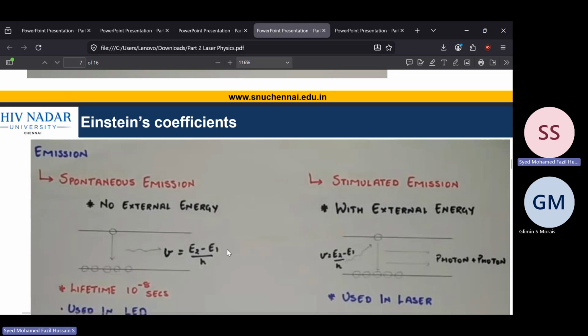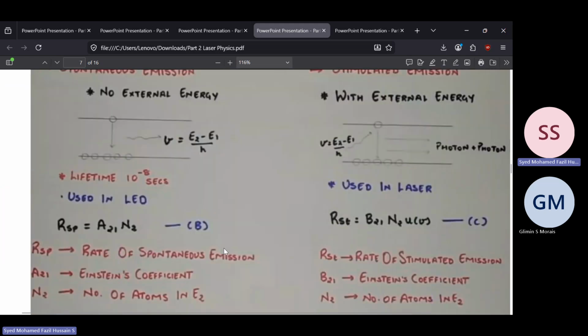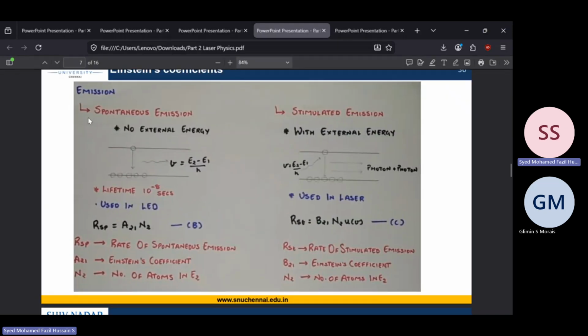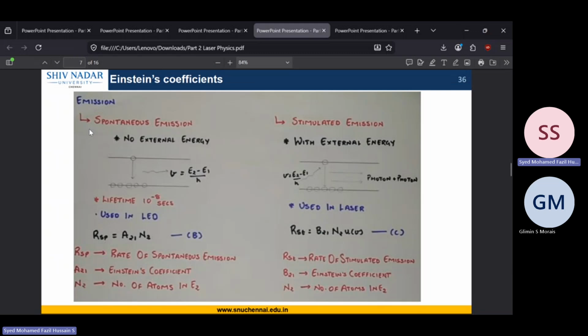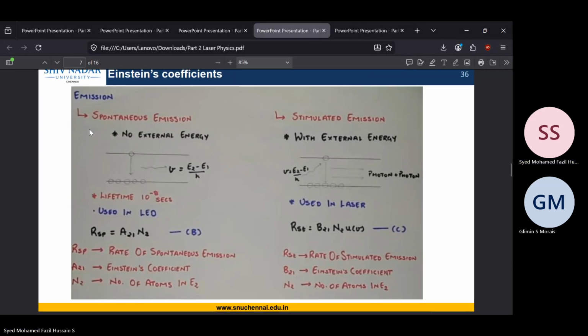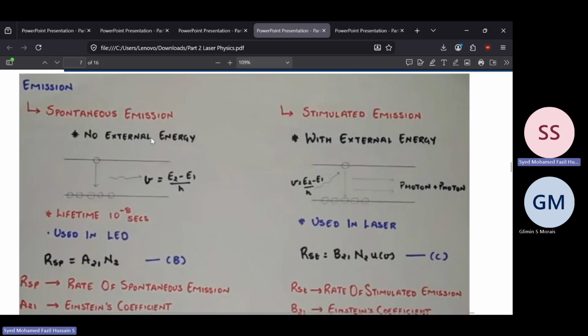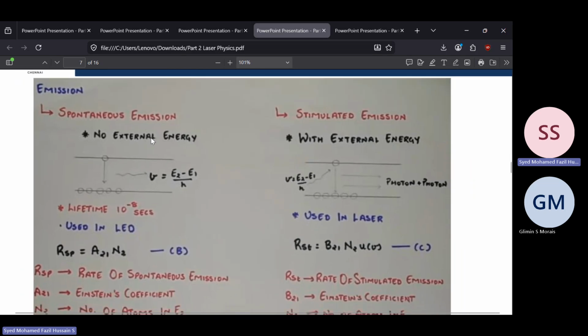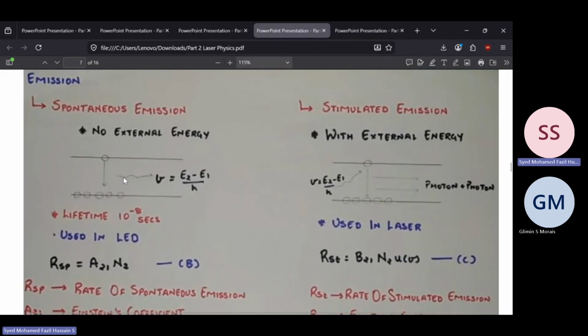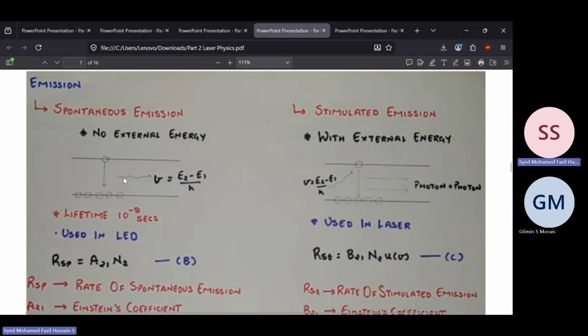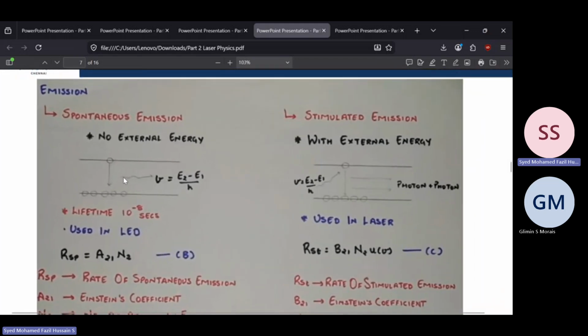Now we have seen absorption. Then let's see emission. Emission is what creates the light. It gives out the photons. Emission is of two types: spontaneous emission and stimulated emission. Spontaneous emission takes place without any external energy, but stimulated emission takes place with external energy. Spontaneous emission is used in LEDs. Stimulated emission is used in lasers.